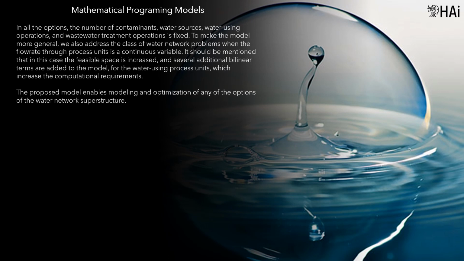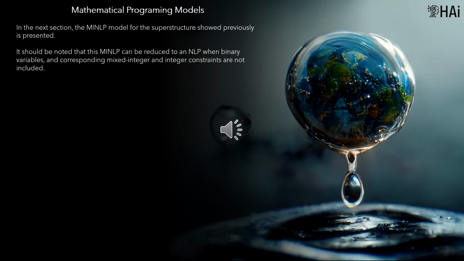To make the model more general, we also address the class of water network problems when the flow rate through process units is a continuous variable. It should be mentioned that in this case the feasible space is increased, and several additional bilinear terms are added to the model, for the water-using process units, which increase the computational requirements. The proposed model enables modeling and optimization of any of the options of the water network superstructure. In the next section, the MINLP model for the superstructure showed previously is presented. It should be noted that this MINLP can be reduced to an NLP when binary variables, and corresponding mixed integer and integer constraints are not included. The mathematical model is presented in its entirety, but only the content of the images is described.